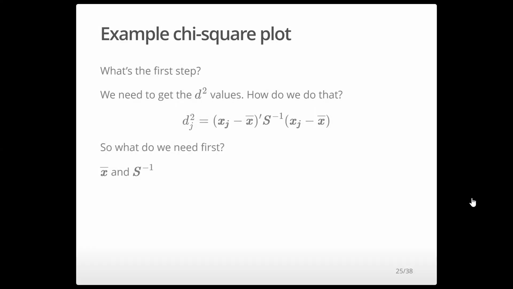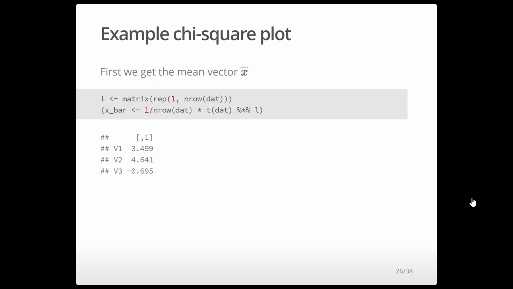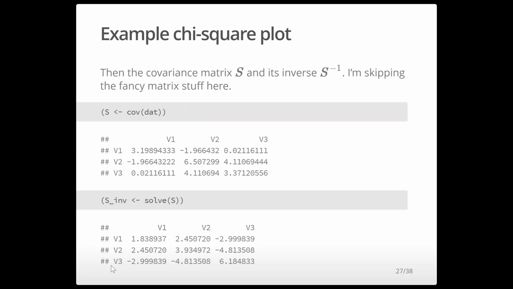So what do we need? We need to get our mean vector and our inverse covariance matrix. So here I'm getting the mean vector the same way we looked at in the stats video. I'm creating a vector of 1s, and then I'm transposing the data and multiplying it by the vector of 1s and dividing by the sample size. So here's our mean vector. And for the covariance matrix, I'm not going to go through all the calculation steps here. I'm just using the cov function to get the covariance matrix, and then using the solve function to get the inverse.